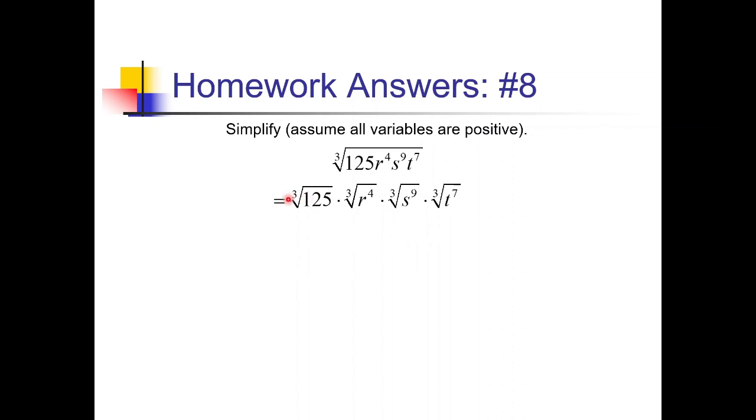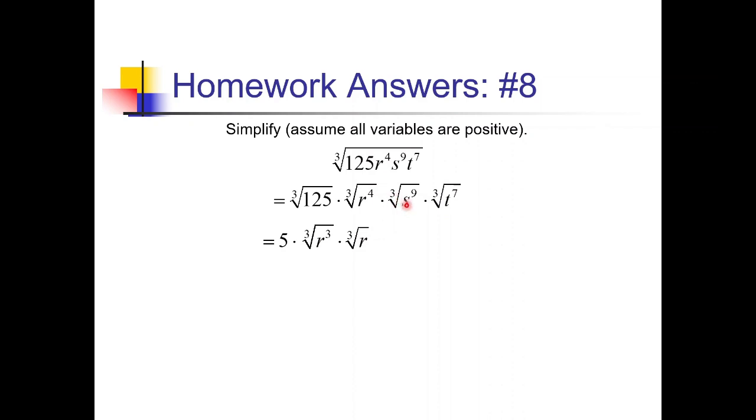125 is a perfect cube. That's 5 to the third. So that's just going to be 5 if I take that cube root. For the next one here, when we're dealing with variable exponents, any exponent that's a multiple of 3, because that's the index here, is going to count as a perfect cube. So r to the fourth is not a perfect cube, but I can split it up into r cubed times r. R cubed is the biggest cube that's less than r to the fourth.